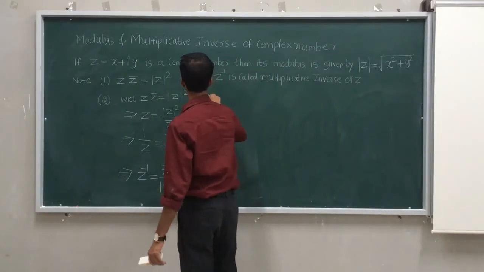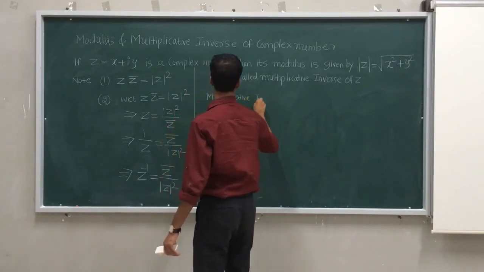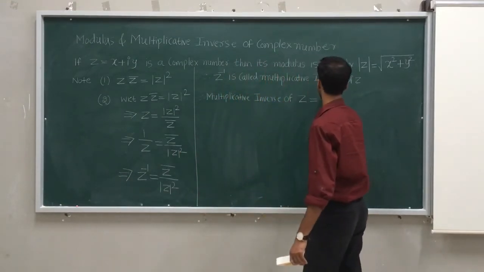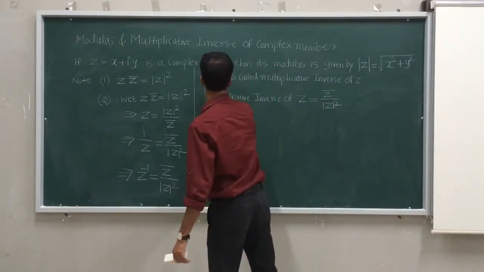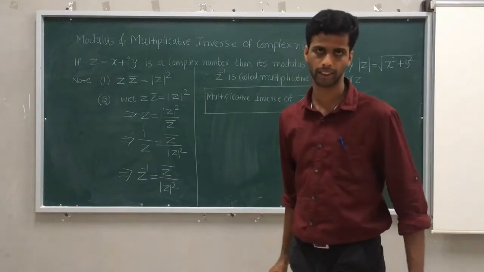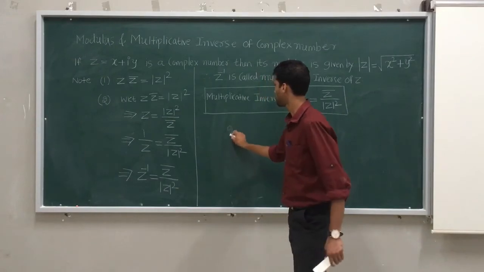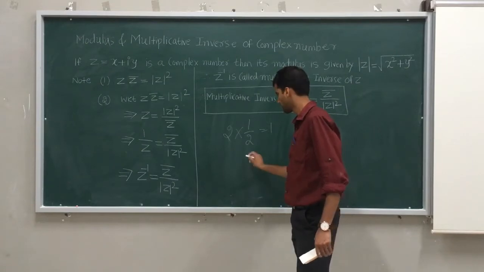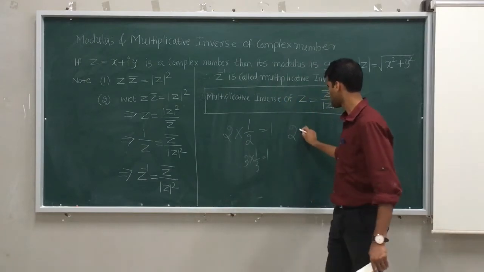Therefore, the multiplicative inverse of z is equal to z bar divided by mod z the whole square. That is note number 2. Both are back to back important results. Multiplicative inverse. So what do we do with a multiplicative inverse in normal mathematics? We have observed many times 2 into 1 by 2 is 1, 3 into 1 by 3 is 1. Or you can write it as 2 into 2 inverse.